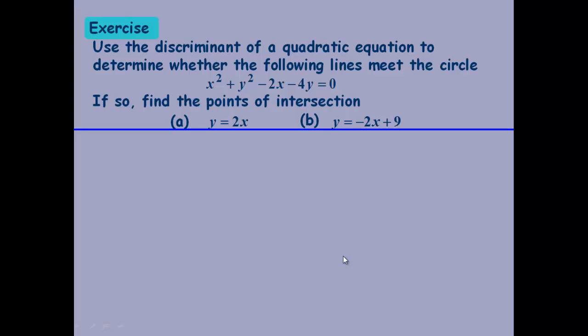Okay, have a quick go at this. See how you get on. I'll pop the answer up in a minute.